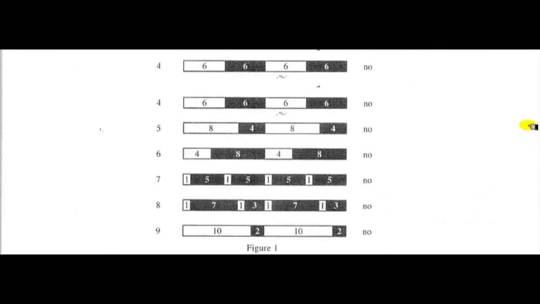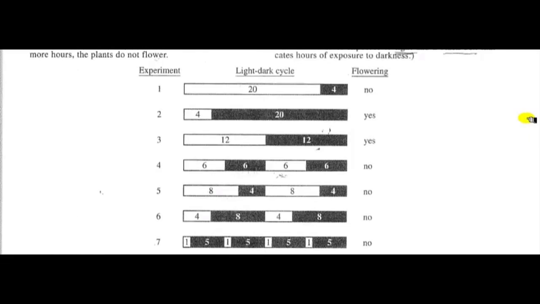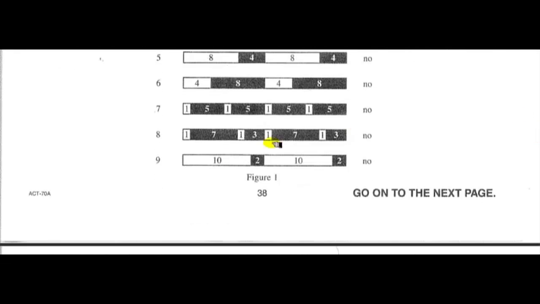Test 70A, science, practice problem number 7. Number 7 says, which of the three hypotheses, if any, is weakened by the results of experiment 9? First thing we want to do is quickly go up to experiment 9 and see what we see. Experiment 9 is in figure 1 on page 38. Here is figure 1 on page 38.